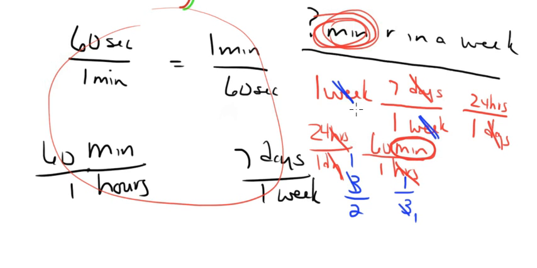Now I just multiply my numerators and I divide by my denominator. I have 1 times 7 times 24 times 60. Okay? If I multiply all that out, I get a large number. In my denominator, I don't have anything but 1. So whatever I get for my numerator is going to be my final answer, which is what, London? 10,080 minutes are in 1 week. Okay? Okay? Anna?